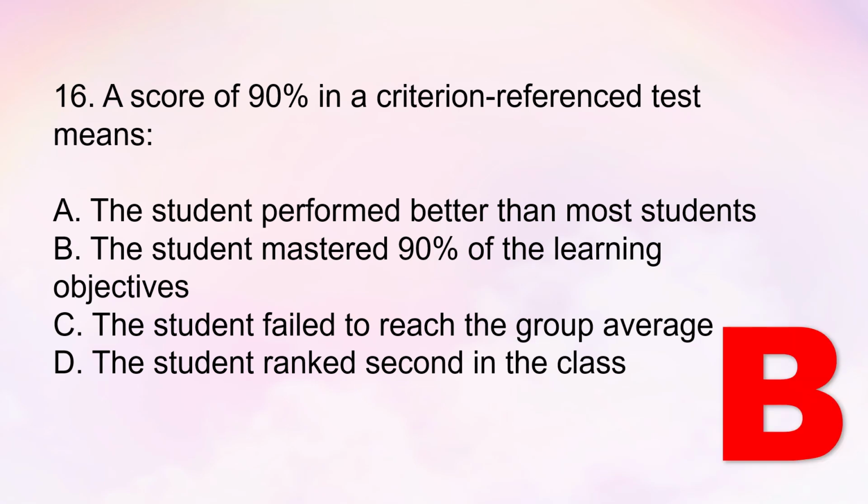Okay, the correct answer is letter B. So a score of 90% in a criterion reference test means that the student has mastered 90% of the learning objectives. So in criterion reference testing, scores are based on objective standards. It is not based on comparison. So when we were talking about comparison, this is all about norm reference testing. Okay, for letters A, C, and D, these are typical of norm reference interpretations.